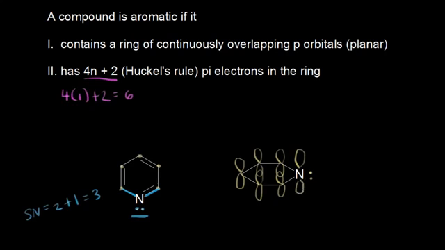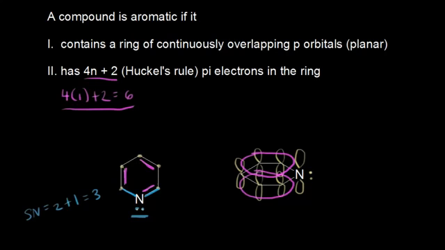And if we look at the number of pi electrons in pyridine, there's 2, 4, and 6 pi electrons. So that fulfills Huckel's rule. So there are 6 pi electrons, and we can see that the pyridine molecule is a ring of continuously overlapping p orbitals. So these p orbitals can overlap side by side, and those 6 pi electrons can be delocalized throughout the ring. And so since this meets both of the criteria, pyridine is an aromatic molecule, so it has some extra stability associated with it.